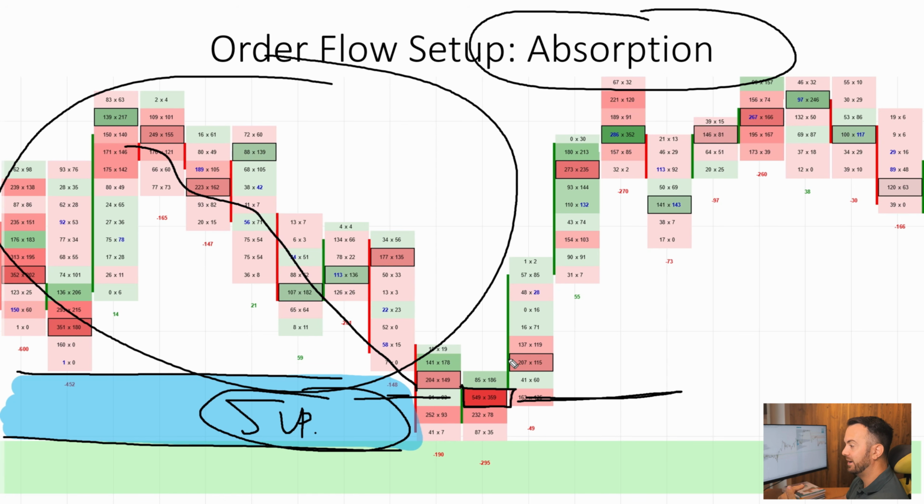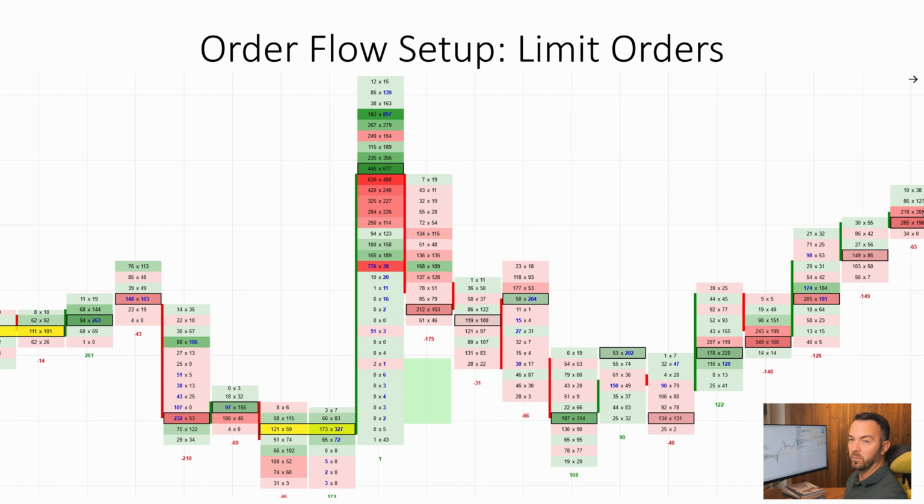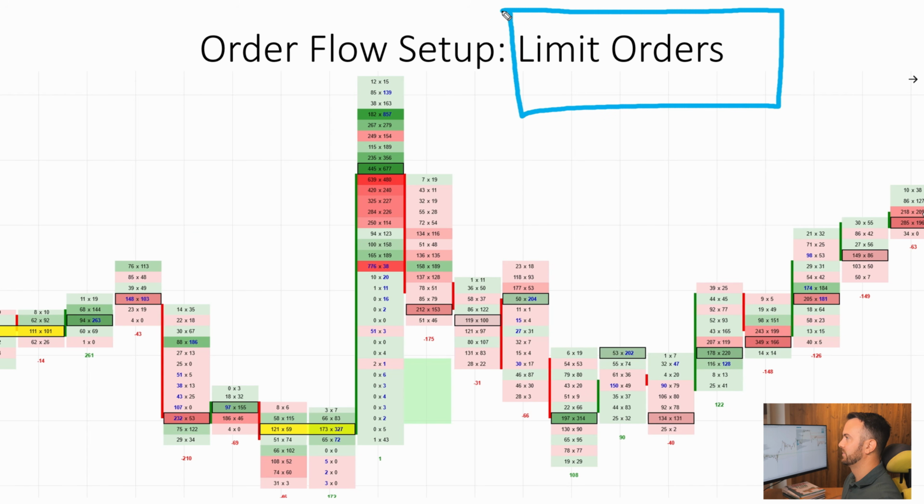And eventually sellers ran out of fuel, buyers took over, and boom, price goes up. So this is the confirmation for you to go long from this support. So what I'd like to cover now is confirmation by limit orders.